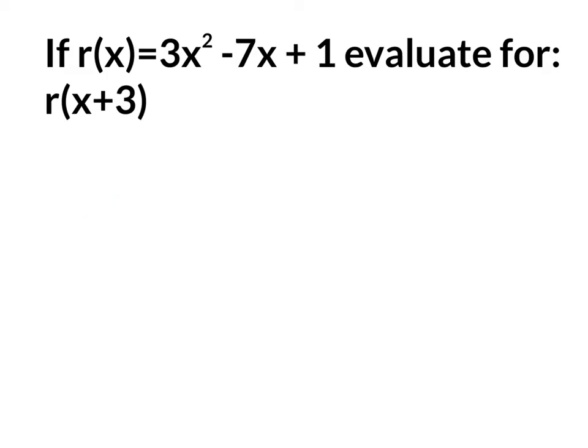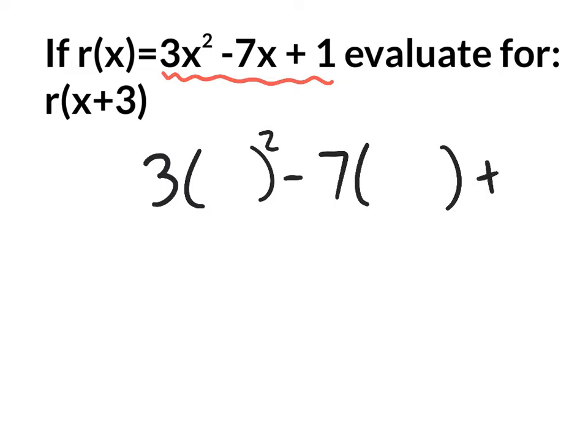However, right here, they say evaluate for r of x plus 3. Are you kidding me? So instead of plugging in a simple number like 5, we're actually going to be plugging in a binomial like x plus 3. So right here, r of x plus 3 is really just saying plug in the binomial x plus 3 wherever your x's are at, right here and right there. So the key to doing this correctly is rewriting your original function, but with parentheses instead of x's. Let's write down 3 parentheses squared minus 7 parentheses plus 1.